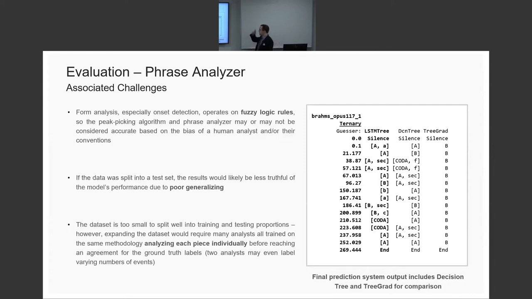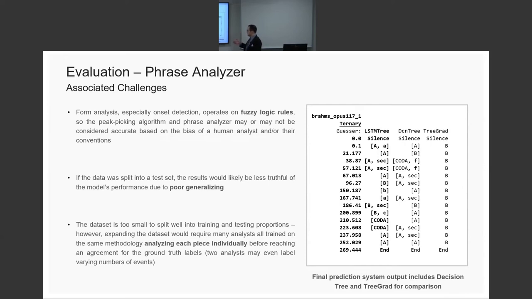So this is what the final prediction output looks like for the entire system. In this case, it prints out what the name of the piece is. That's just a given. In this case, it guessed that it was ternary form, which for this piece of music I would say is correct. And then I left in the decision tree for comparison. Again, I used the decision tree just to gauge how accurate the model was. And then I used TreeGrad, but I left it in just to show.